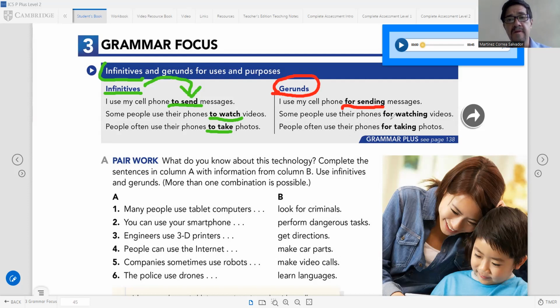Some people use their phone for watching videos. People often use their phones for taking photos. It's the same, just be careful with the use of ing. For example, take, you have to make a change, taking. So you can explain uses and purposes using infinitives and gerunds. Both ways are possible.